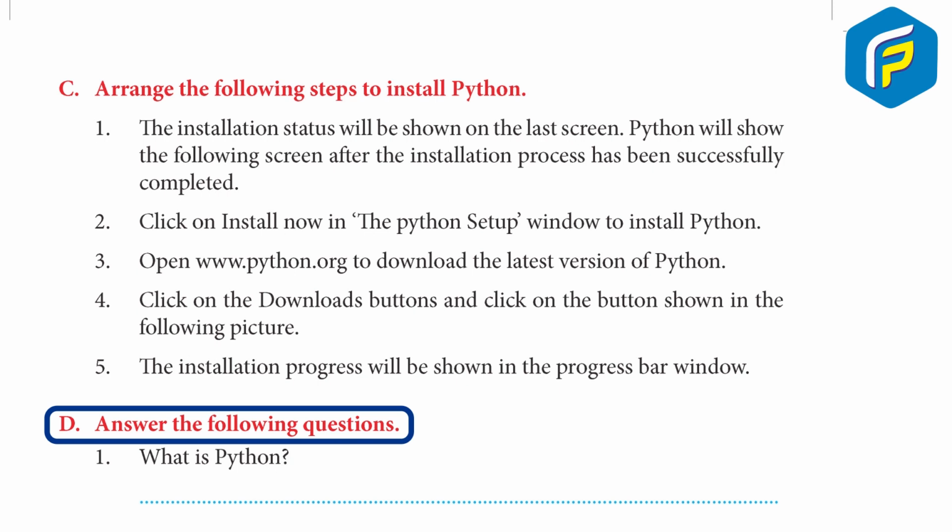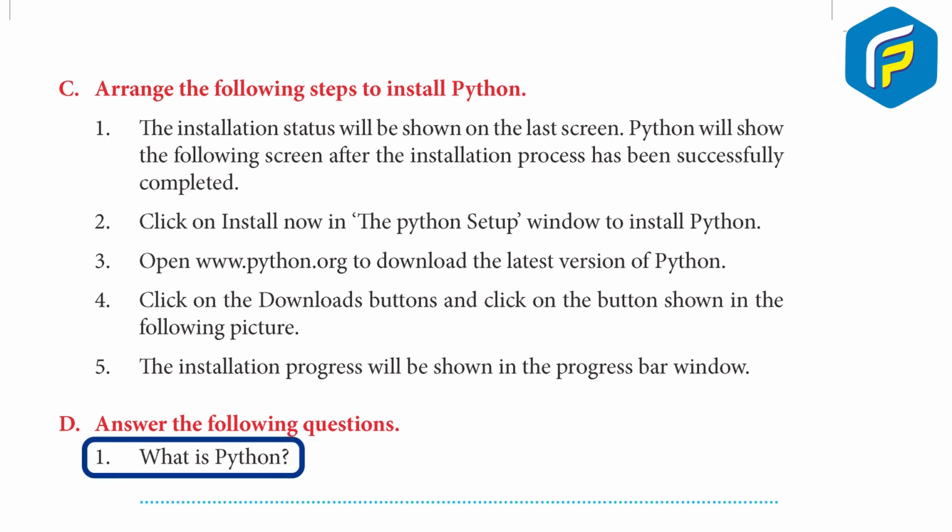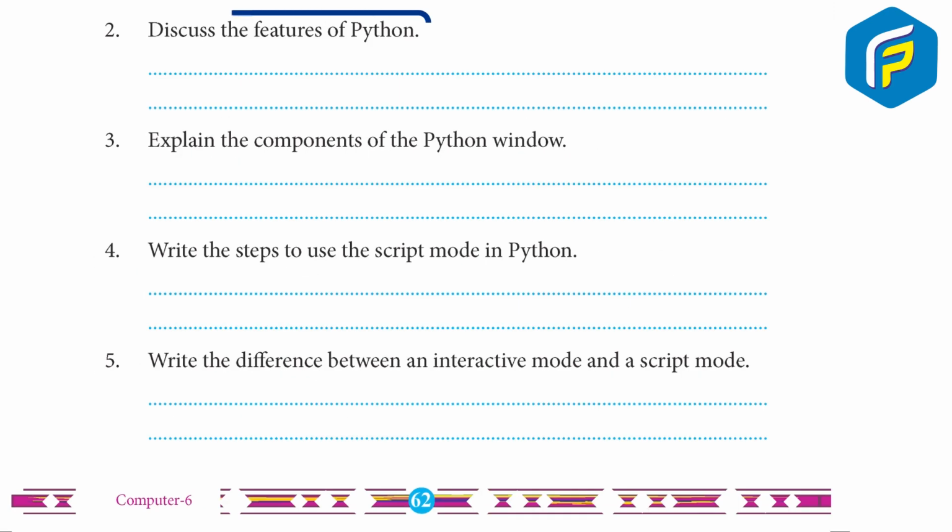D. Answer the following questions. 1. What is Python? Answer: Python is an open source programming language, which implies that anyone who is versed in Python is capable of creating new programs and adding them to the available Python libraries. 2. Discuss the features of Python. Answer: The features of Python. A. Python is freely available on the internet and can be easily downloaded from www.python.org. B. Python is portable and platform independent, meaning it can run on various operating systems and hardware platforms.